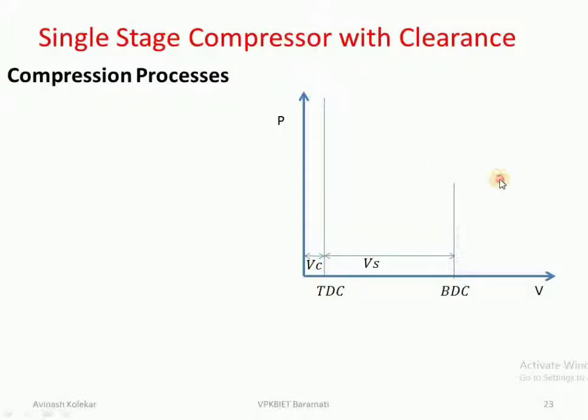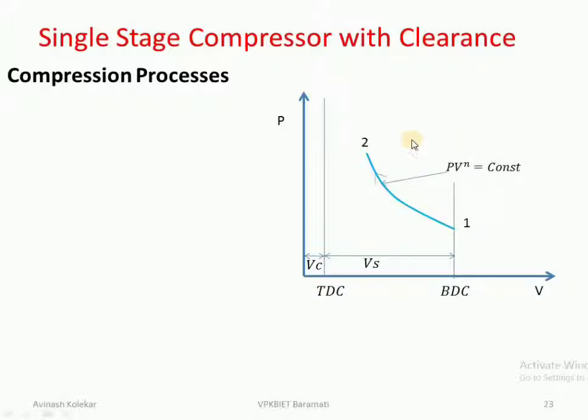Now let us start with the compression process. Start with BDC, where point 1 is at the BDC. When the suction is completed and we start to compress, the compression will be similar to that without clearance, because it has the same 3 possible processes: polytropic, isothermal, and reversible adiabatic. Now let us discuss for this session only the polytropic process. So 1 to 2 is a polytropic process for the compression.